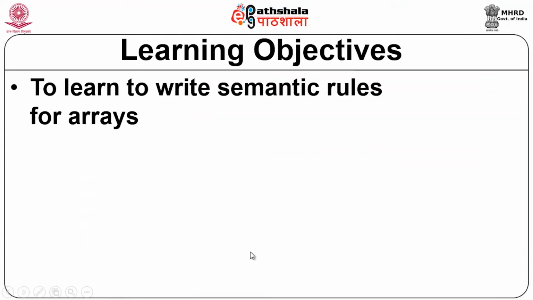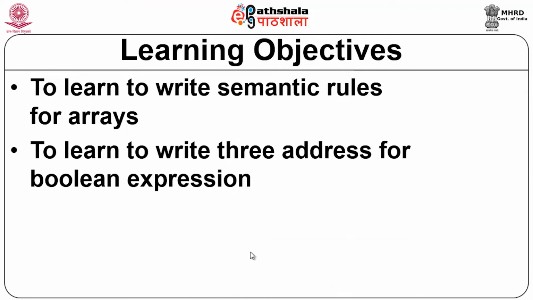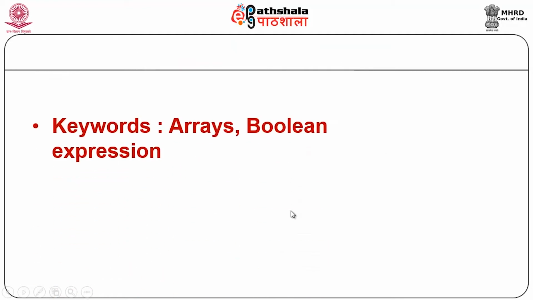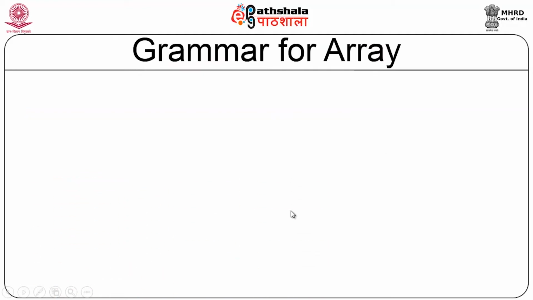So the objectives of this module are to learn to write semantic rules for arrays to generate 3 address code and to learn to write 3 address code for Boolean expressions. So this is about it.